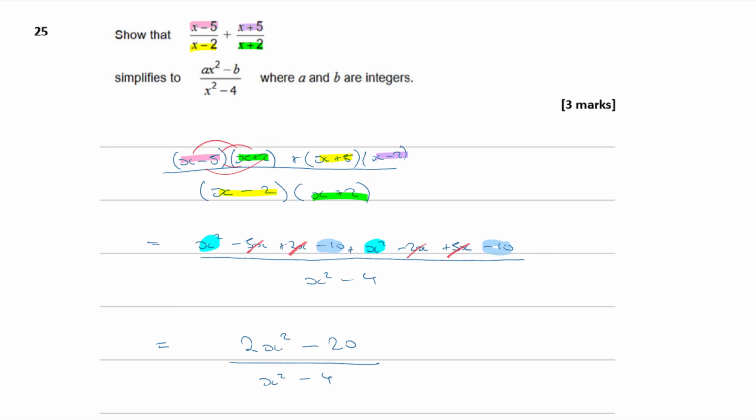Okay, so you can see it is of the right form. I've got x squared minus 4 as my denominator, as I was meant to, and I've got 2x squared minus 20, so my value of a is 2 and my value of b is 20. I could state it like that, but don't need to. Just need to make sure it's in the right form. So 2x squared minus 20 over x squared minus 4.